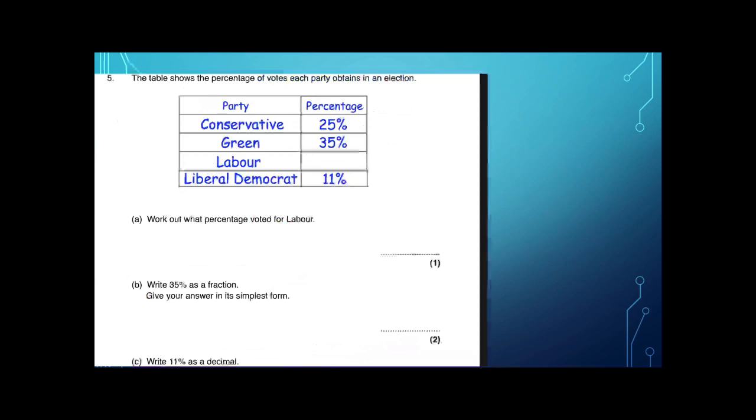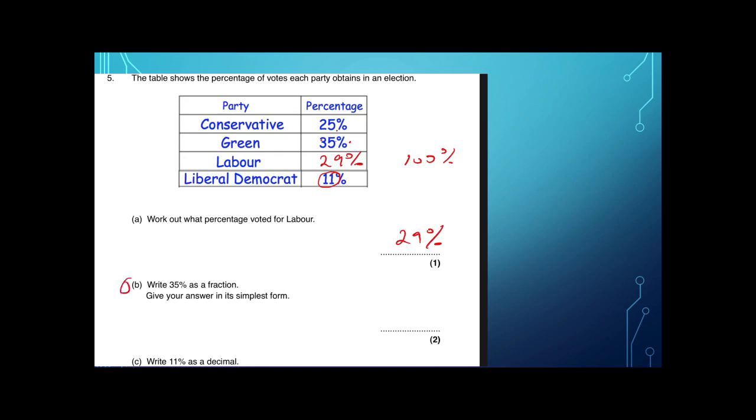Okay, pause the video and do these questions. Welcome back. The table shows the percentage of voters, how they voted. So this must add up to 100%. So we've got 35, add 5 is 40, 60, 71. So we're missing 29%. 29% voted for Labour.